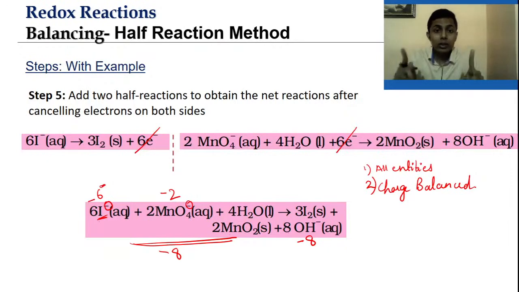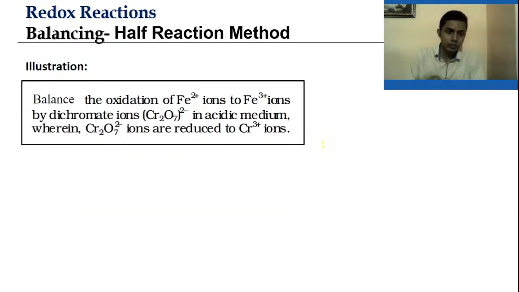Note, when a question comes on redox reaction, don't use the hit and trial method, because you may get the first one correct. All entities may be balanced, but charge may not be balanced. So either use the half reaction method or use the oxidation number method. Yes, I think the half reaction method is much easier than the oxidation number method. Just try doing this.